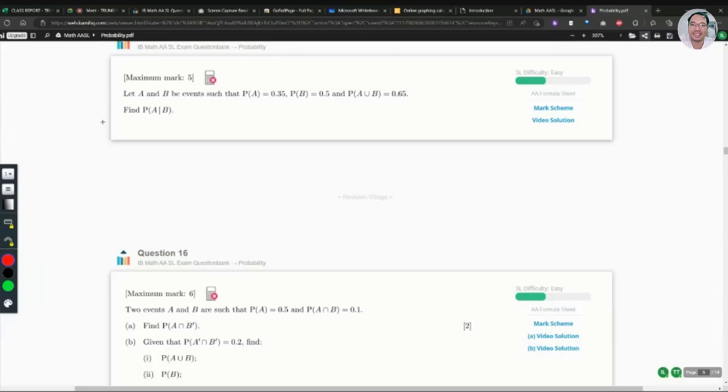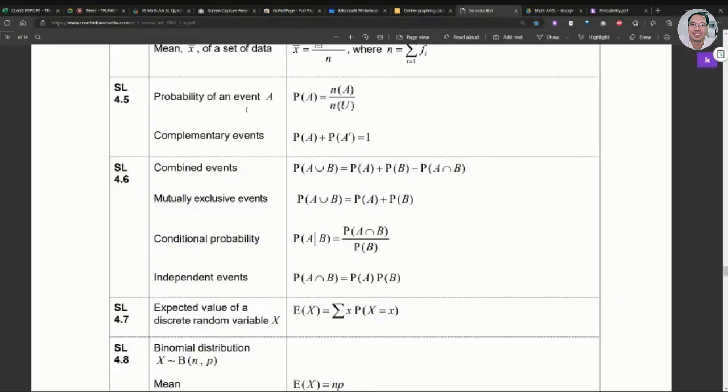P(A) is 0.35, P(B) is 0.5, and P(A or B) is 0.65. But what is P(A given B)? To find this conditional probability, you need to use the equation of conditional probability here. Okay, open the formula booklet.